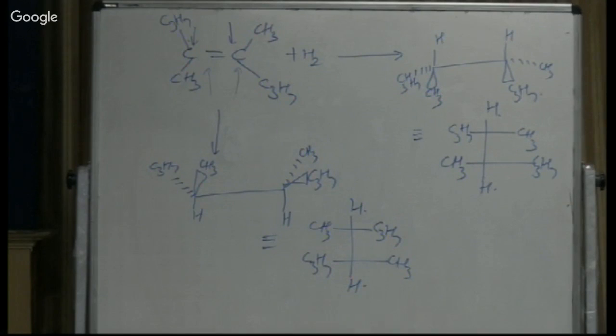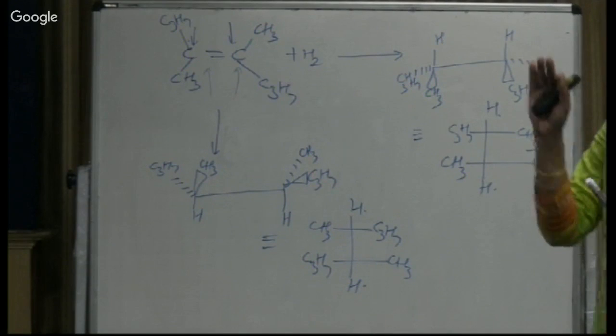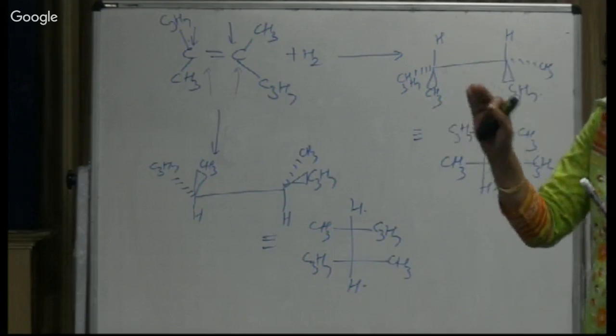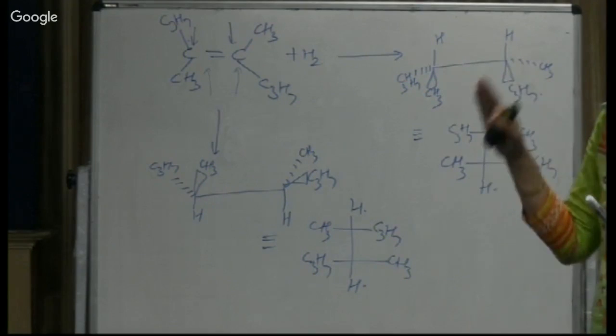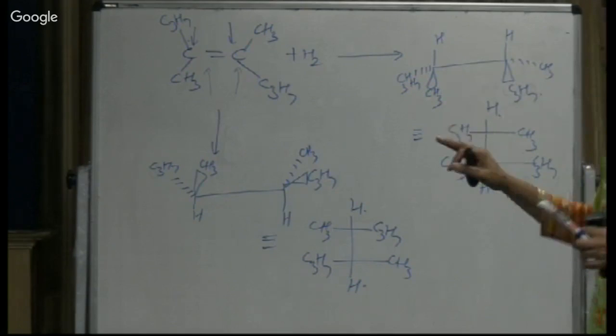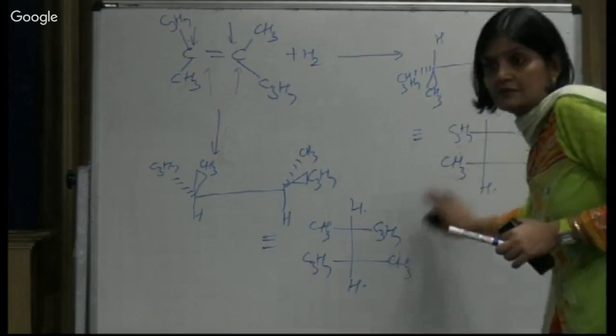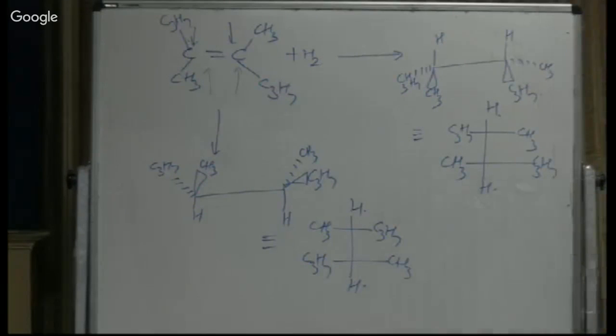So you got a pair of enantiomers being formed. Right? That is what I said. When you have a cis alkene and it is undergoing syn addition, you get a meso form, and when you have a trans alkene undergoing syn addition, you will get a racemic mixture being formed. So we got a pair of enantiomers, right? Okay. Next.